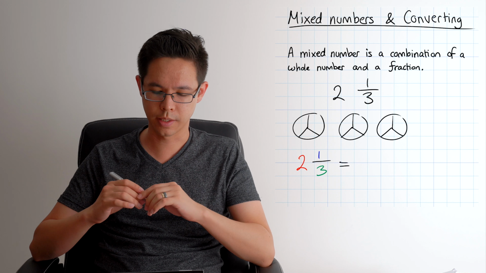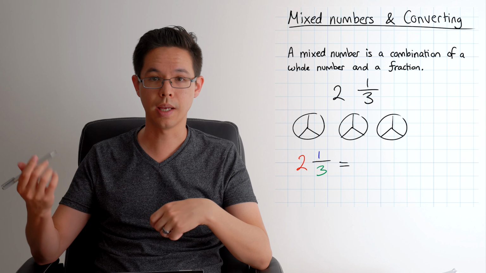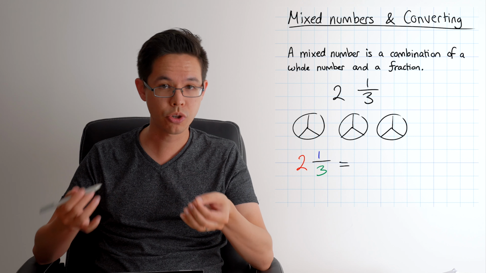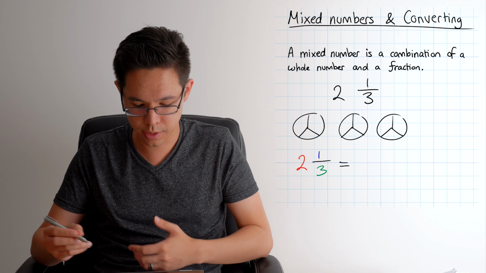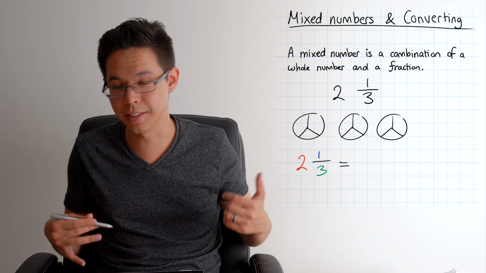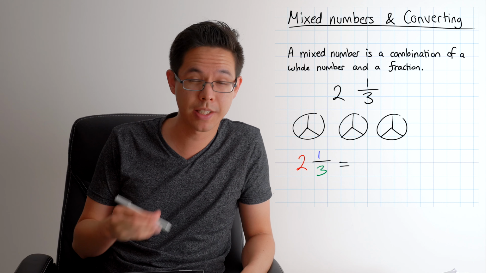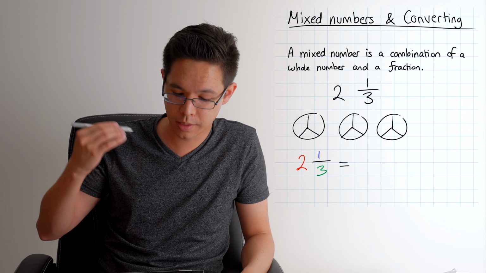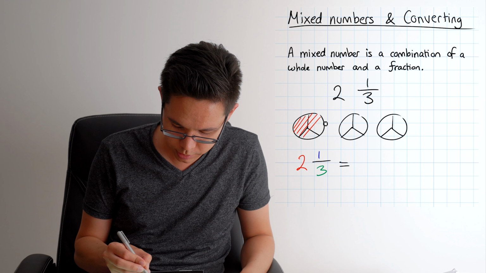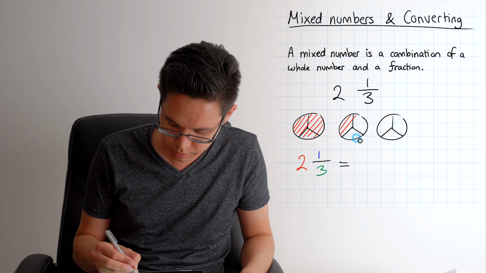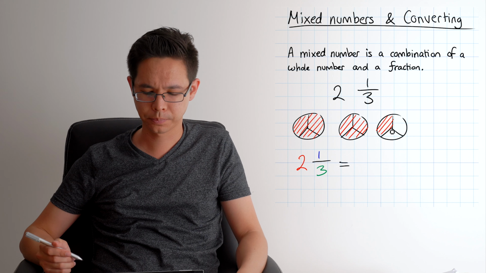So let's get started. A mixed number is a combination of a whole number or a few whole numbers and a fraction. So I've got here 2 and 1/3. A way of visualizing this is if I've got some pies again, this is just easier to work with, so I'm always going to be using these pies. It's basically telling me I've got 2 wholes and a third left as well. So that means all of this, and only one piece from that last pie.